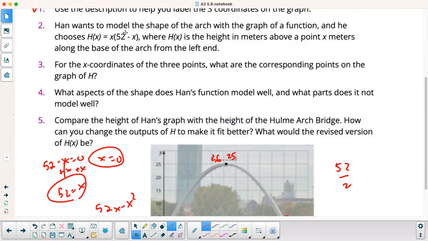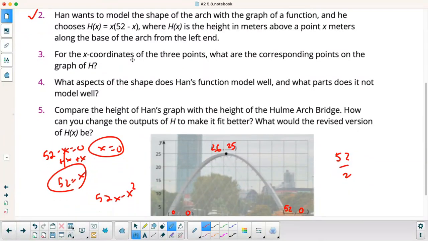So for the second one here, let's make sure it didn't ask us to do anything. Han wants to model the shape of the arch with the graph of the function, and he chooses this. Okay, so that's good. For the x-coordinates of the 3 points, what are the corresponding points on the graph of H?